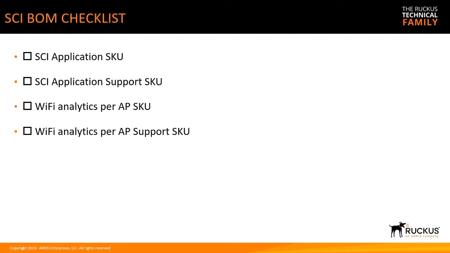In your bill of materials, I'm not including the fact that you need to have SmartZone and AP licenses and support on those, or Zone Director and support on those, before SCI. We'll assume that you've already gotten past the SmartZone or the Zone Director piece, and so beyond that, to make SCI work, you need the application SKU itself. So you need to buy the VM. You need to buy support on that VM. You need to buy a per AP analytics license, and then you need to buy support on that analytics license.